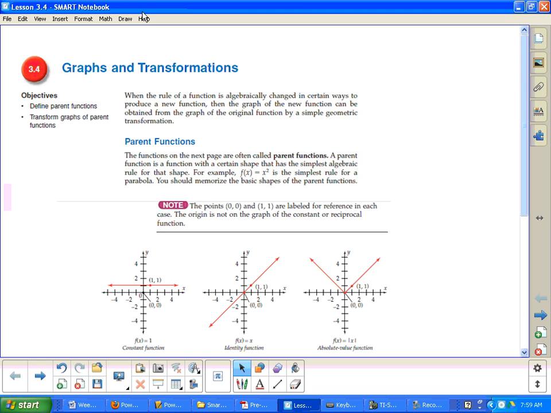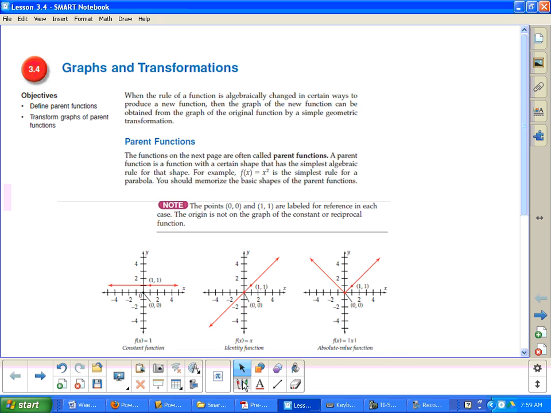All right, graphs and transformations. So we've done lots of transformations already. In Algebra 2, we did a lot of transformations. We did them with the quadratics. The biggest thing that we just did was transformation form for quadratics.